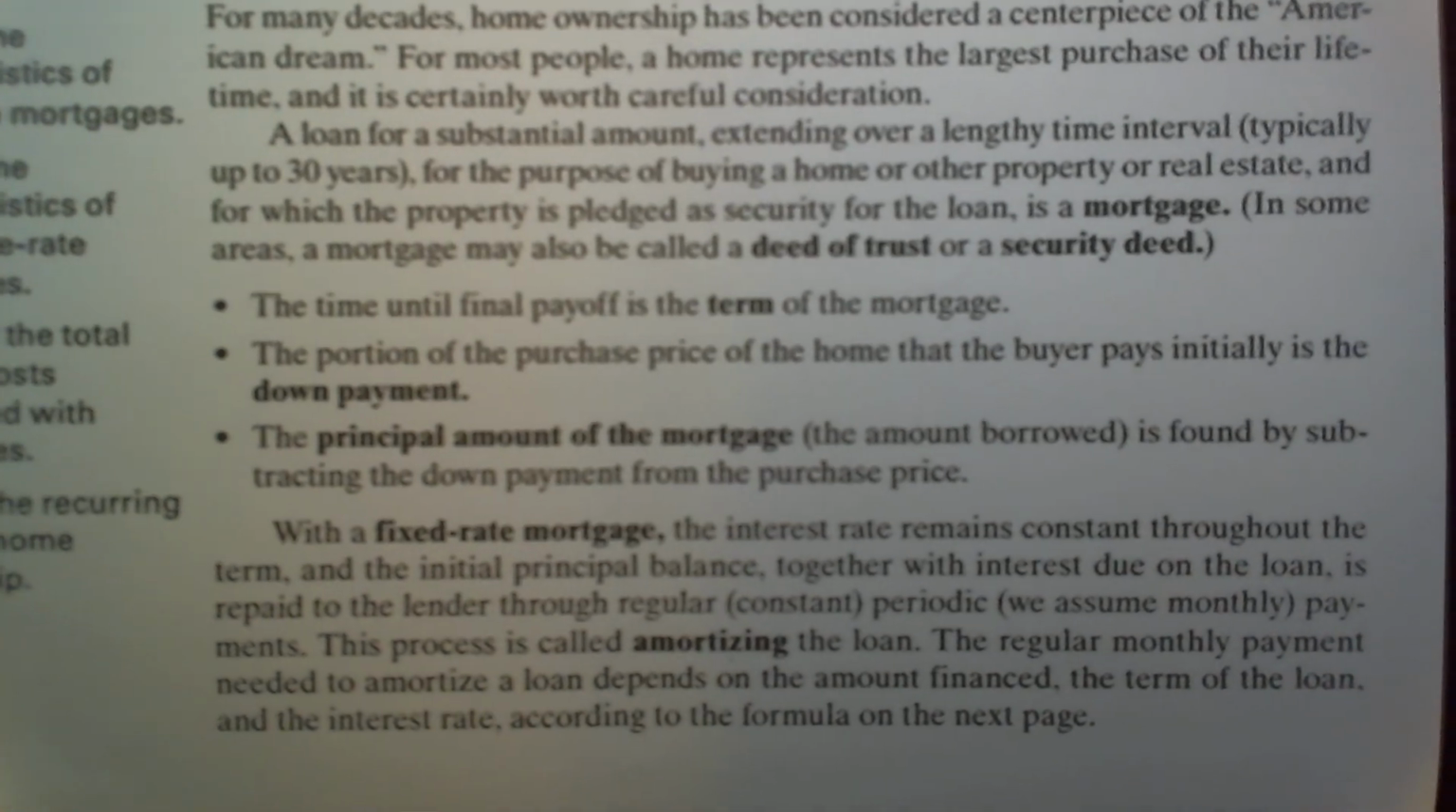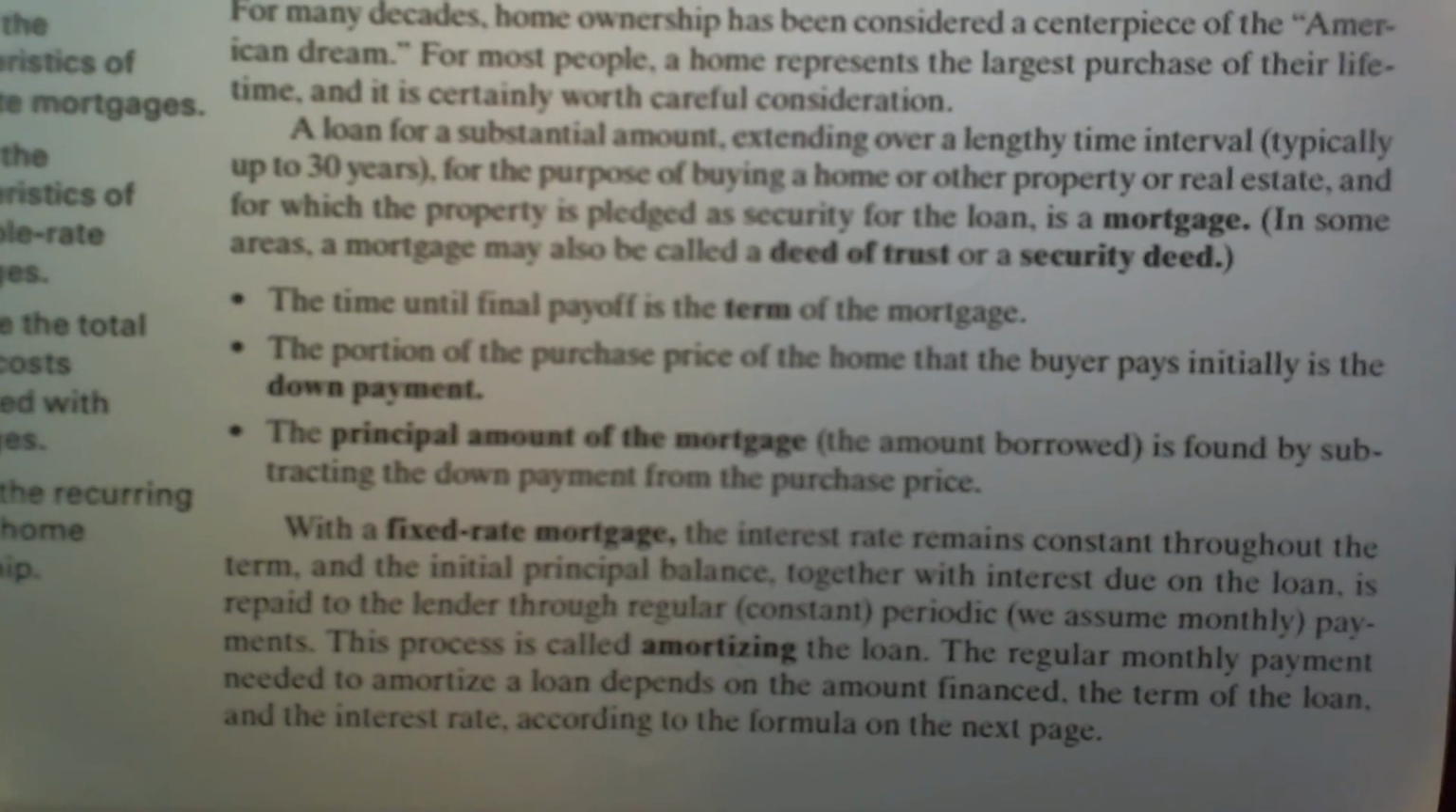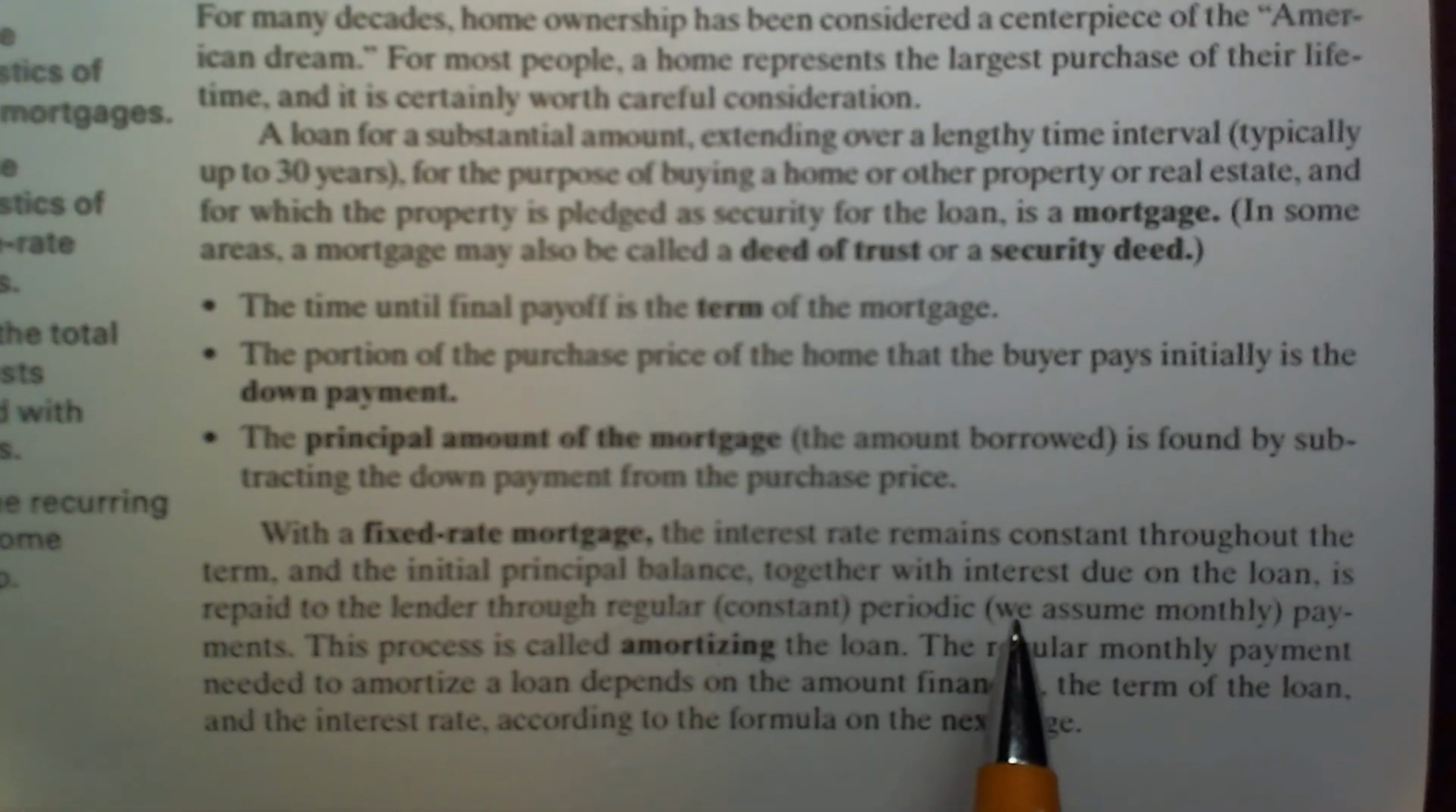And so here's the detail on a fixed rate mortgage. As the name indicates, the interest rate remains constant throughout the term of the loan, and the initial principal balance together with interest due on the loan is repaid to the lender through regular, constant, periodic payments, typically monthly. This process is called amortizing the loan. The regular monthly payment needed to amortize the loan depends on the amount financed, the terms of the loan, and the interest rate, according to the formula right here.